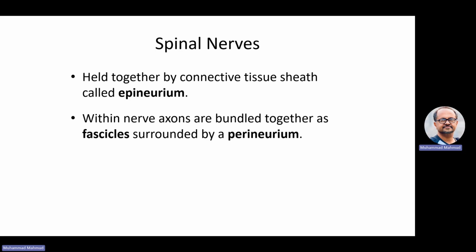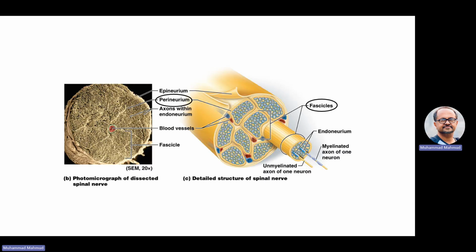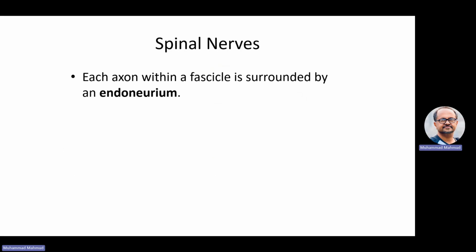Spinal nerves are held together by connective tissue sheath called epineurium. So epi means above, right? Neurium. So epineurium is the covering of these nerves. Within nerve axons are bundled together as fascicles surrounded by perineurium. So you see here, first the whole nerve, total thing is covered by epineurium. Then if you take every fascicle, bundle up those nerve fibers, that is covered by perineurium. And then each axon within the fascicle is surrounded by endoneurium.